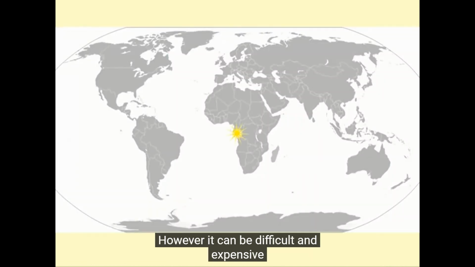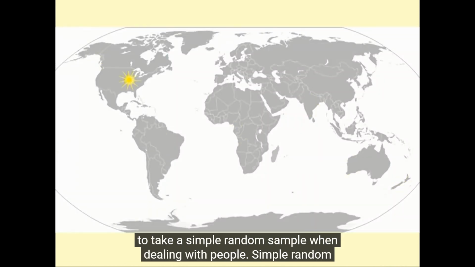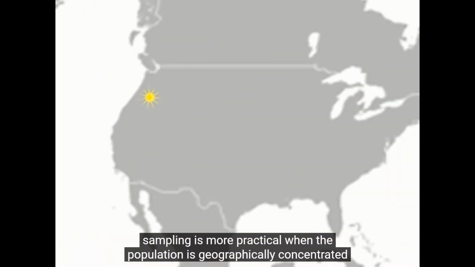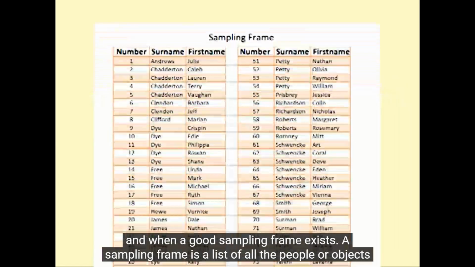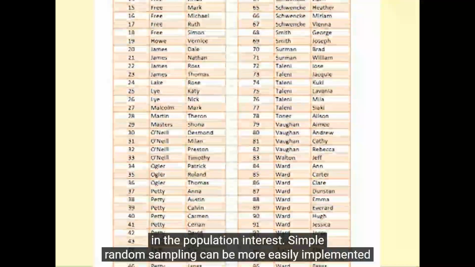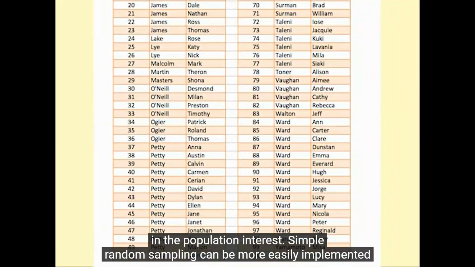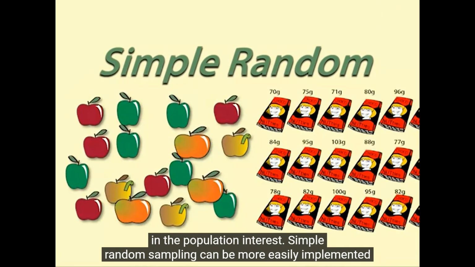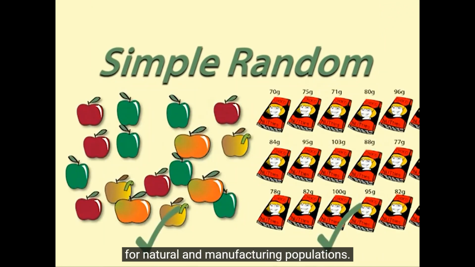However, it can be difficult and expensive to take a simple random sample when dealing with people. Simple random sampling is more practical when the population is geographically concentrated and when a good sampling frame exists. A sampling frame is a list of all the people or objects in the population of interest. Simple random sampling can be more easily implemented for natural and manufacturing populations.